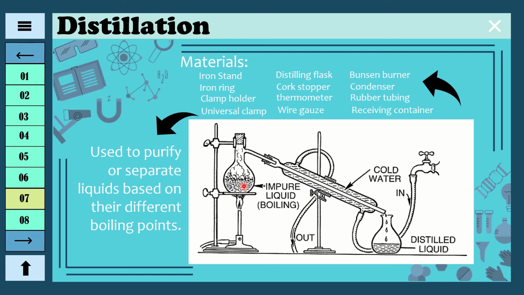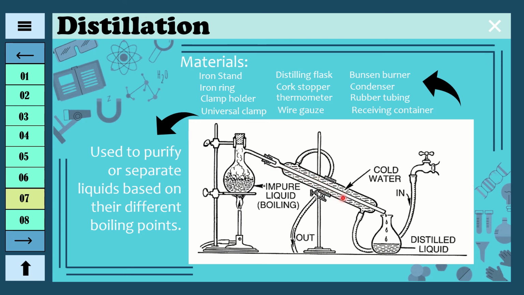It is also crucial to always maintain the temperature at the boiling point of the solute only, so as to prevent the solvent from evaporating too. Once the solute has evaporated and become a gas, it will go to the condenser.